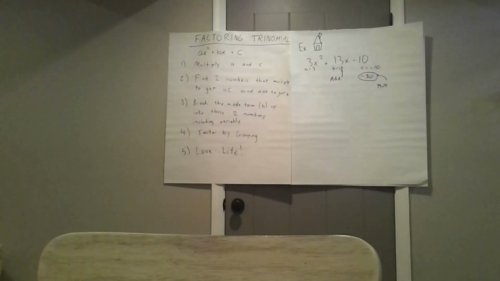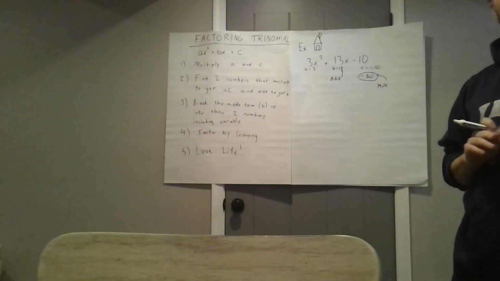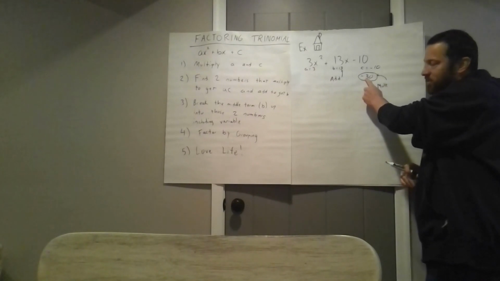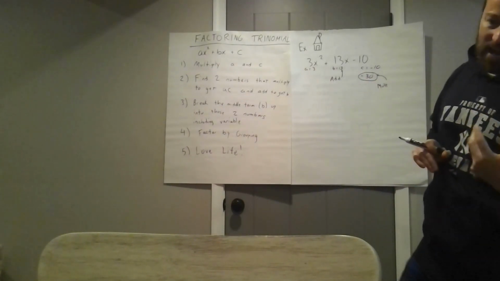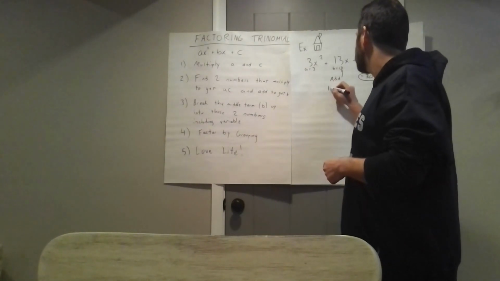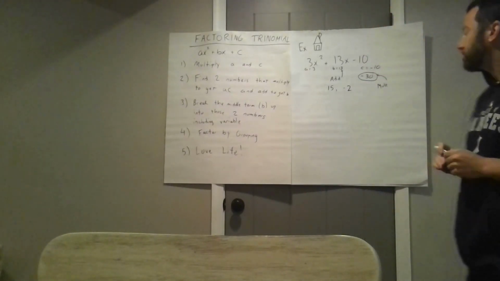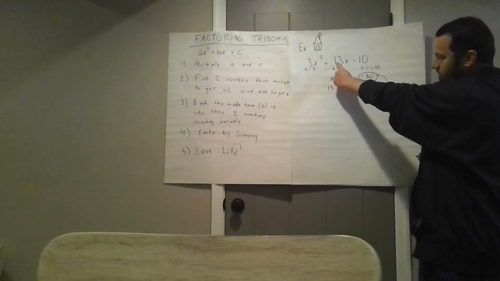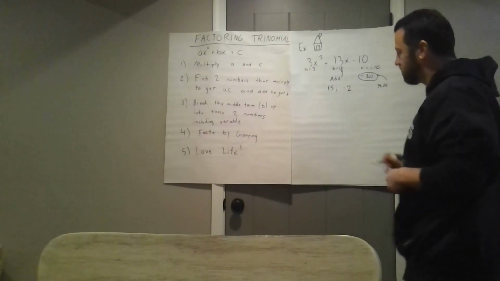So we're looking for two numbers that multiply to get negative 30 and add to get positive 13. Now this one's weird because it feels like it should be 10 and 3, but two numbers to multiply to get a negative, we can't have two positives here. So it's actually going to be 15 and negative 2. So what we're going to do, our step 3, we're going to break that 13x into 15x and negative 2x.